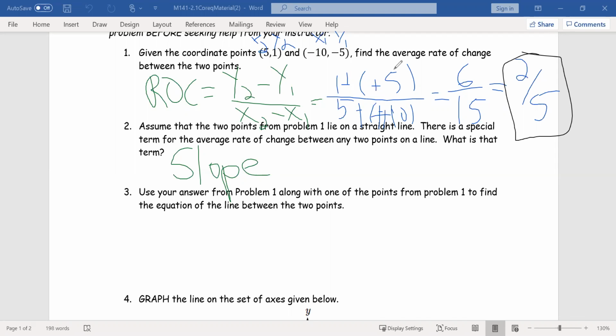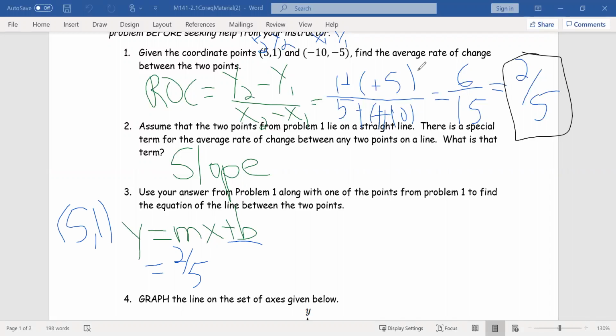All right, and then part 3 says, use your answer from problem 1 along with one of the points from problem 1 to find the equation of the line between the 2 points. So recall that one of the general forms for the equation of a line is y equals mx plus b, where m is your slope, which we already have. So that's 2/5. And then we have to find the value for b, which is our vertical intercept. As the instructions say, we can do that by choosing one of our points, and it actually doesn't matter which one we use, so I'm going to use the point (5, 1).